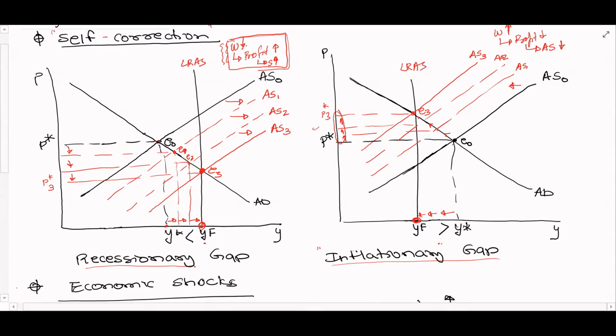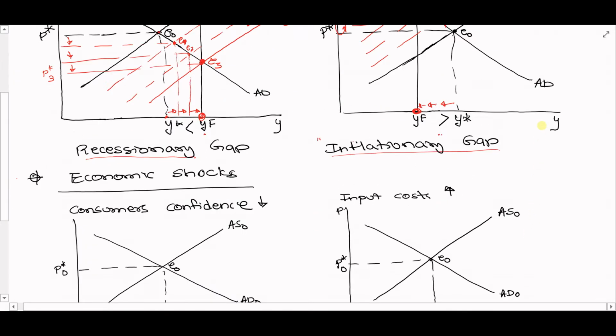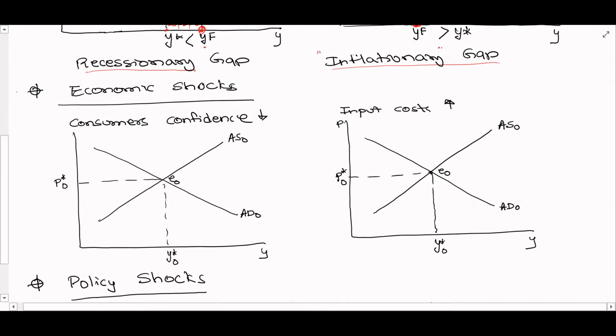So this is the self-correcting mechanism. Then the economy can be affected by what we can label as shocks, right? Now, what is the difference between shocks and the previous one? The gradualness. The correction process is gradual, but here it's a shock. Shocks do not happen gradually. A shock is a shock. It just bangs on the economy.